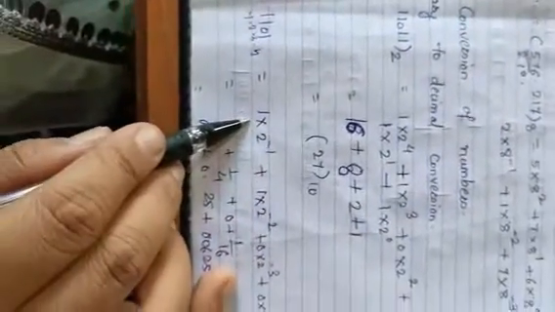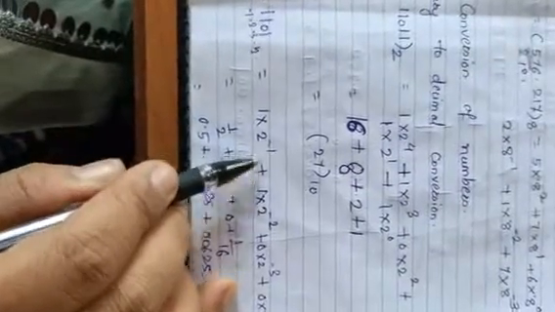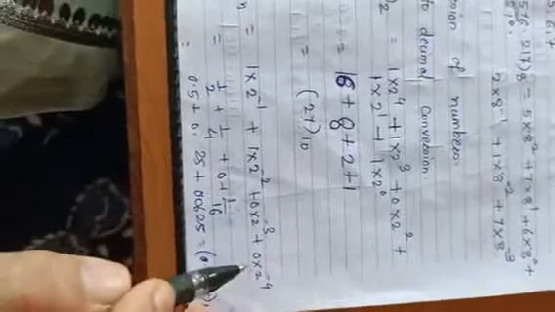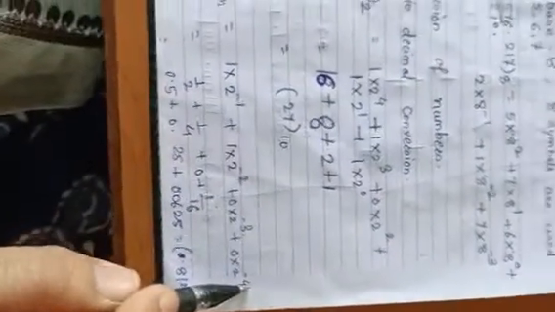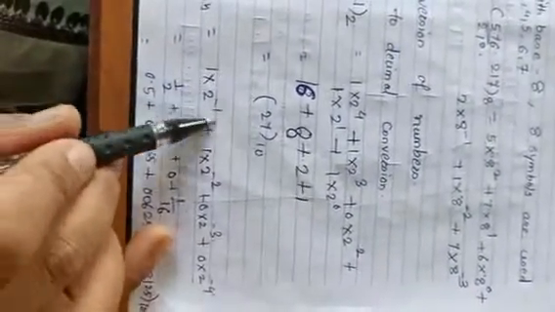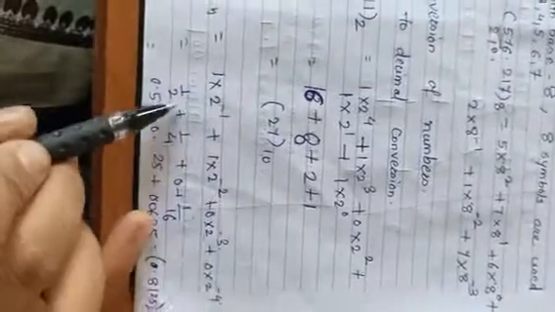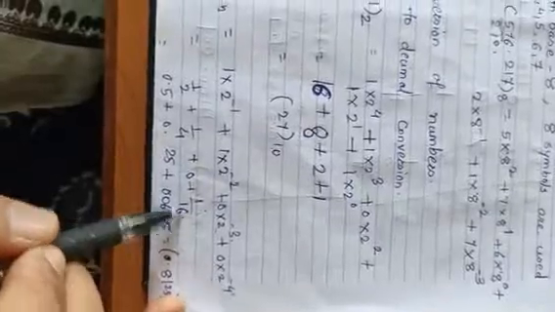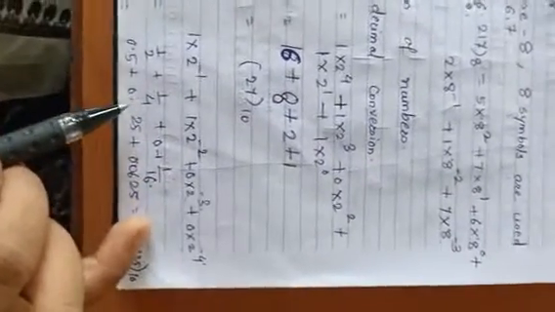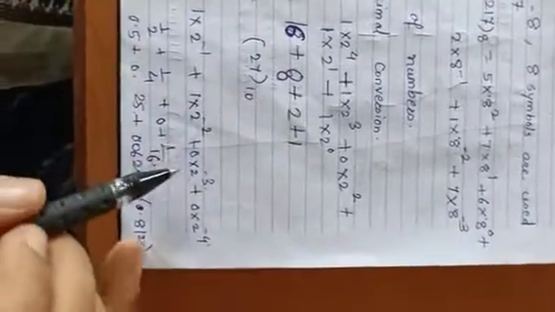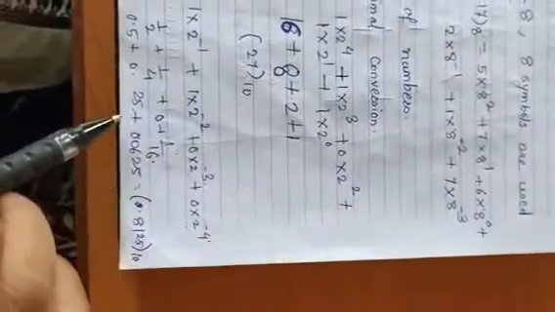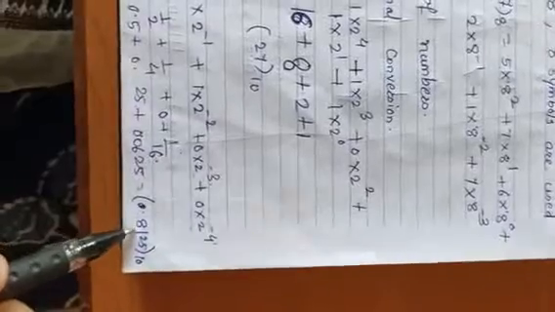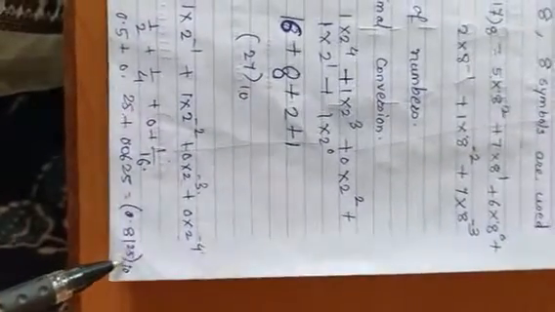So here we can write it as 1 into 2 raised to -1, plus 1 into 2 raised to -2, plus 0 into 2 raised to -3, plus 1 into 2 raised to -4. Now you have to calculate it: 1 by 2 plus 1 by 4 plus 0 plus 1 by 16. So 1 by 2 is 0.5, 1 by 4 is 0.25 and 1 by 16 is 0.0625. So the answer is 0.8125 base 10.